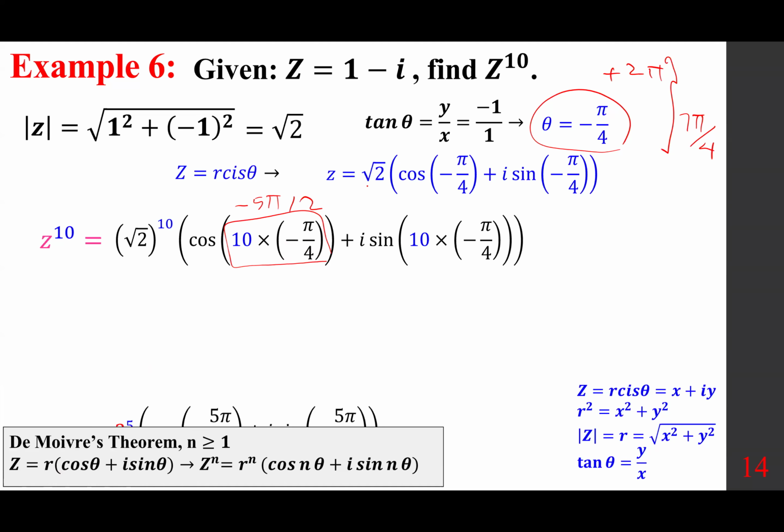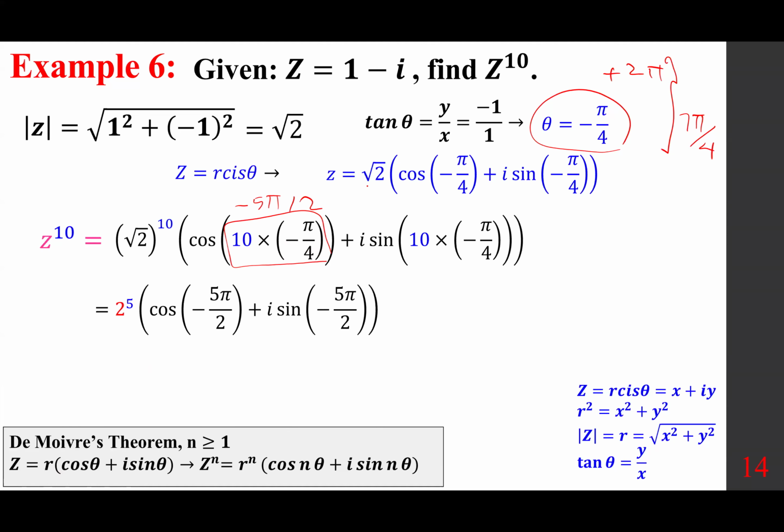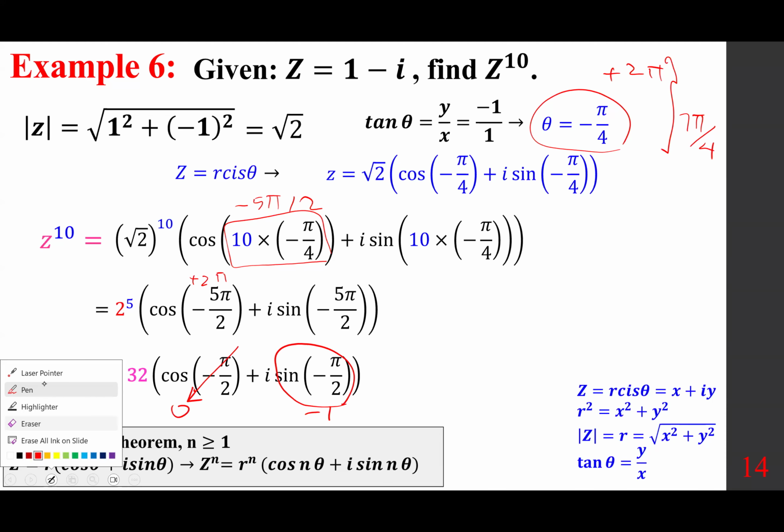This is negative 5 pi over 2. Now, 2 to the power of 5 is 32. Because I want to make it easier to understand, if I add 2 pi, which is 4 pi over 2, I get minus pi over 2. And I hope you know that cosine of minus pi over 2 is 0. Sine of pi over 2 is positive, but sine of negative pi over 2 is negative 1. So 32 times negative 1 times i is negative 32i.